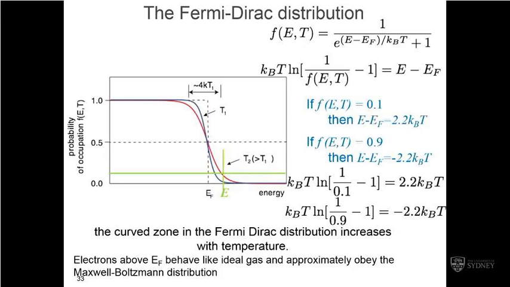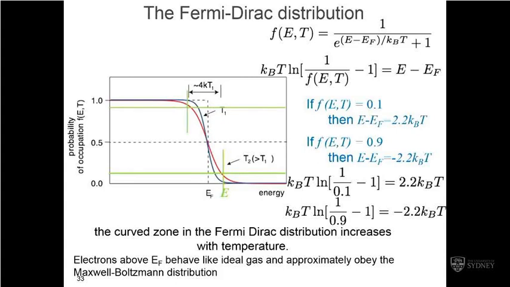So the difference in energy from E to EF is 2.2 kBT. Then you can do the same thing for 0.9, just to give you a feel for the energies involved here. This is 0.9, and it will cut the energy here, and that will be a negative energy difference, so you'll actually get E minus EF being equal to minus 2.2 kBT. So what's the point?